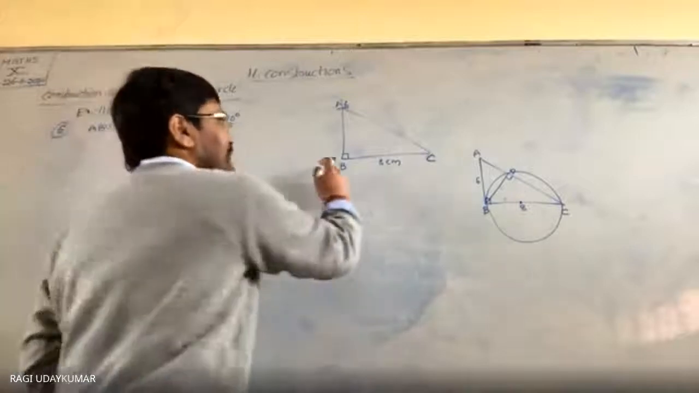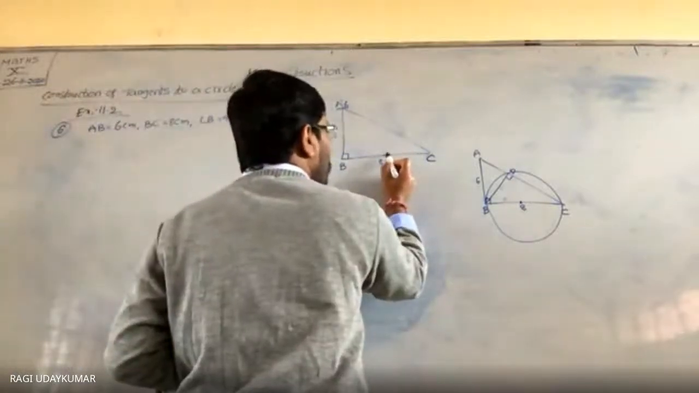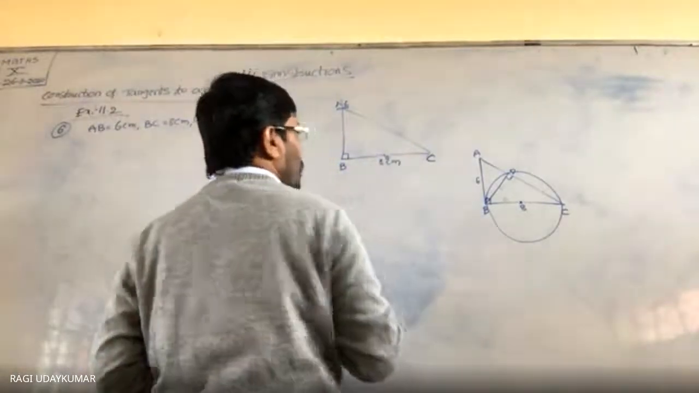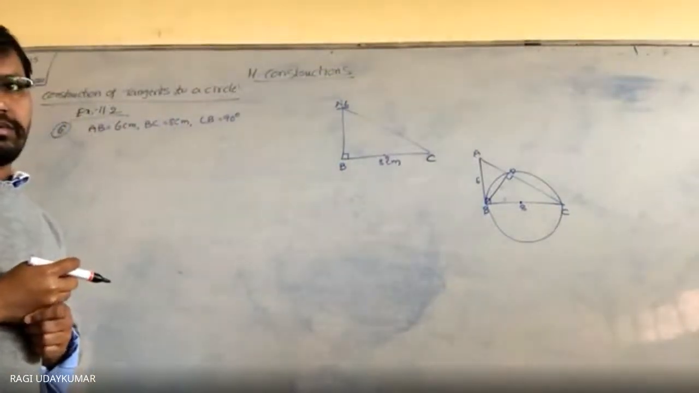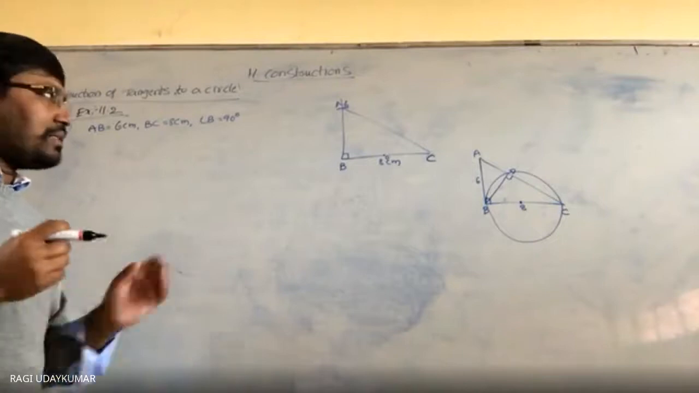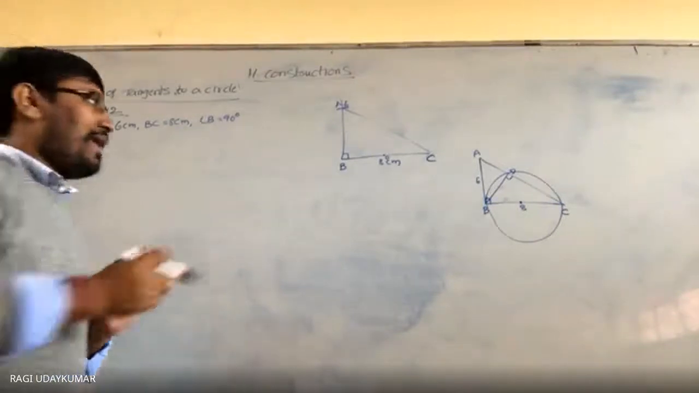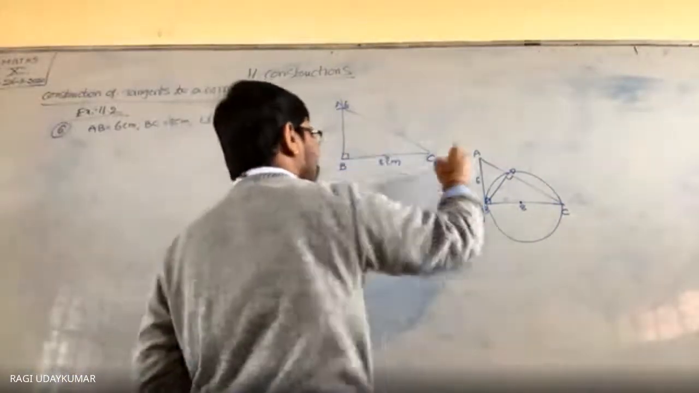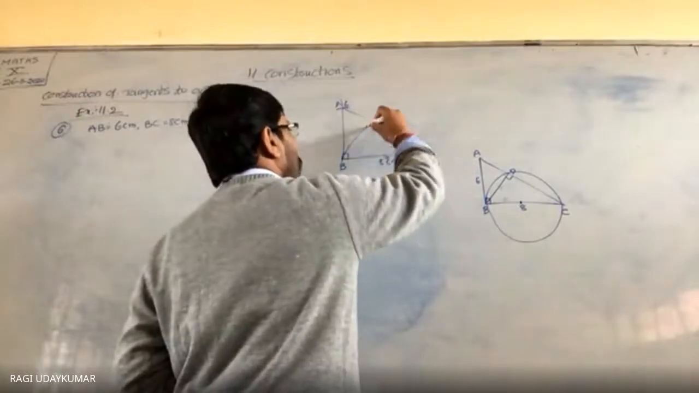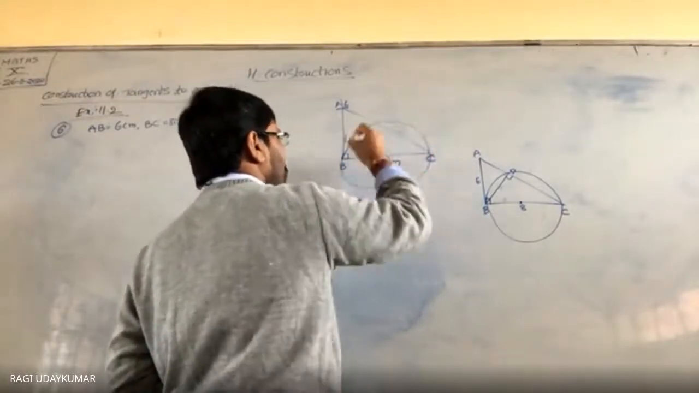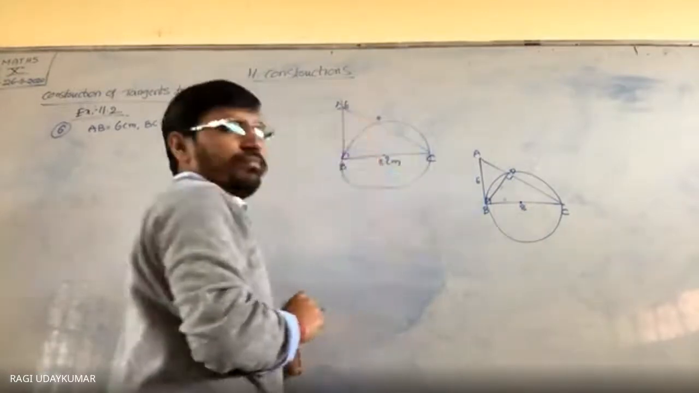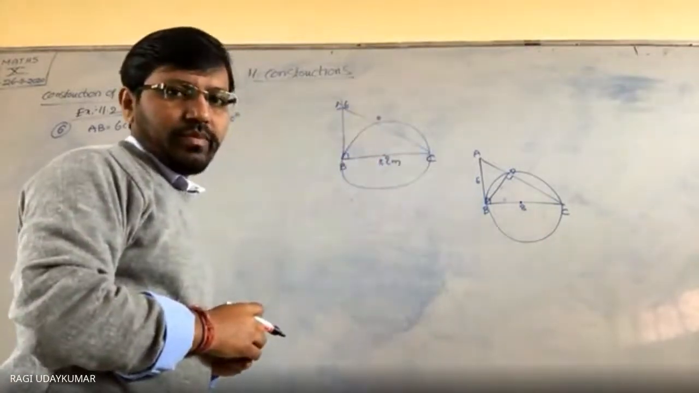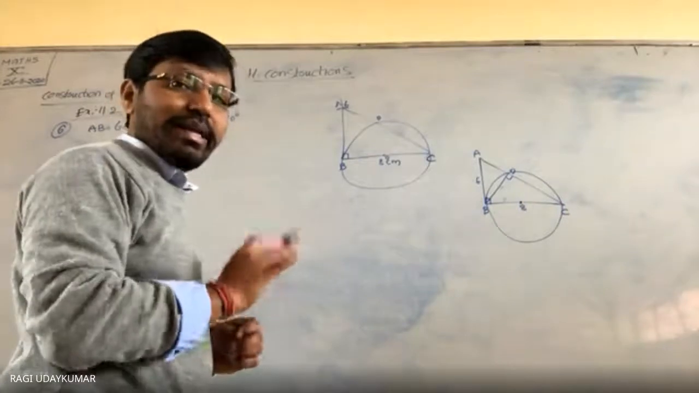Now BC as a diameter, mark the point as O. Midpoint of the BC, mark it O. Mark this as BC's midpoint O. And O as a center, you draw a circle. Circle to draw like this. And where it is touching the point, that point you mark it as D. Where it is touching, mark it as D.